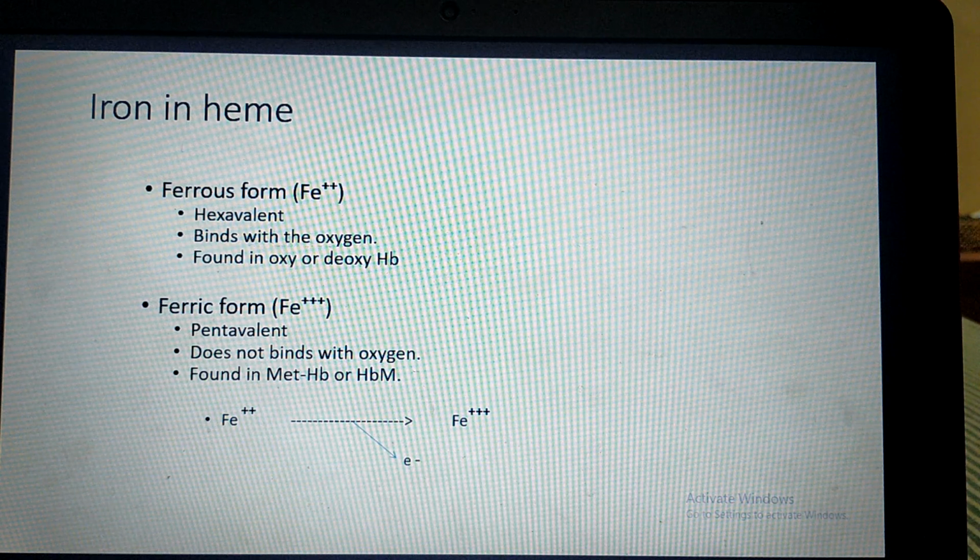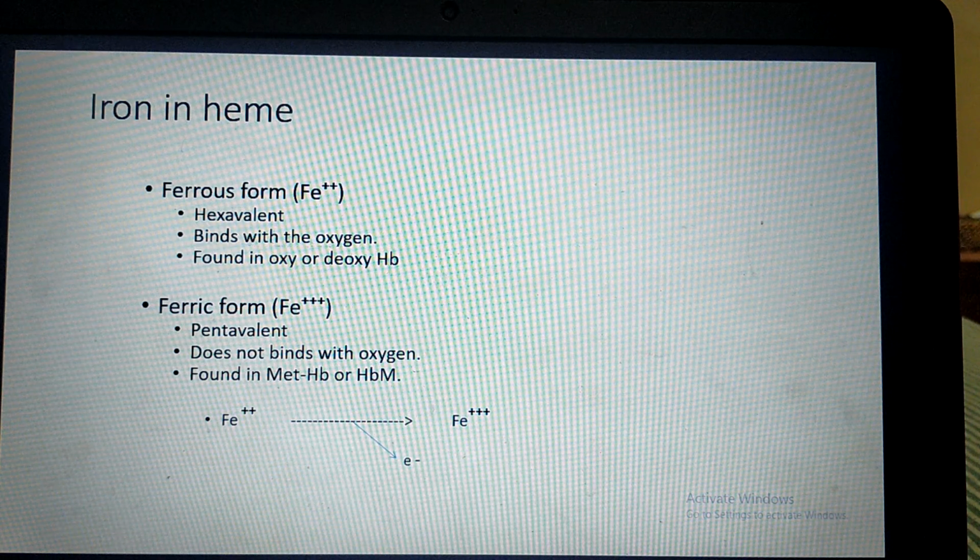Now, how is this ferrous form converted into ferric form? Ferrous form of iron, when it loses one electron, gets converted into ferric form. Remember, this ferric form of iron does not carry oxygen, which is the main function of hemoglobin. But ferric form of iron is the more stable form of iron. Therefore, iron always has a tendency to convert into ferric form. Whenever the iron present in a hemoglobin molecule is exposed to a hydrophilic or aqueous environment, it readily loses the electron and gets converted into ferric form.